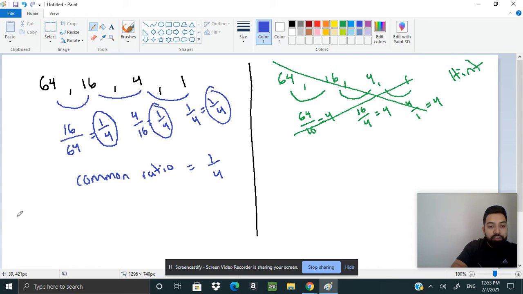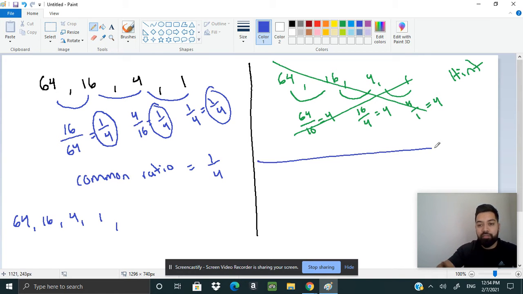So we already have 64, 16, 4, and 1. What is next, basically, is what they're asking you. So you take the 1. I'm going to do my work over here now. You take the 1 and you multiply it by 1/4, which is just going to give you 1/4. So 1/4 is the next value in the sequence. Notice it's getting even smaller.